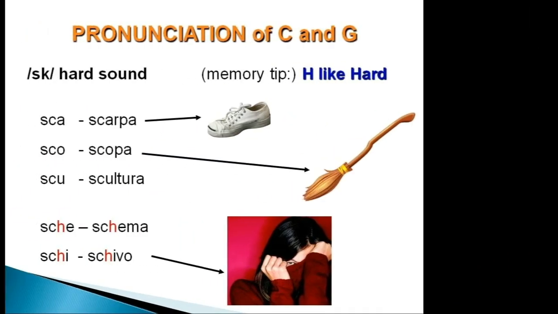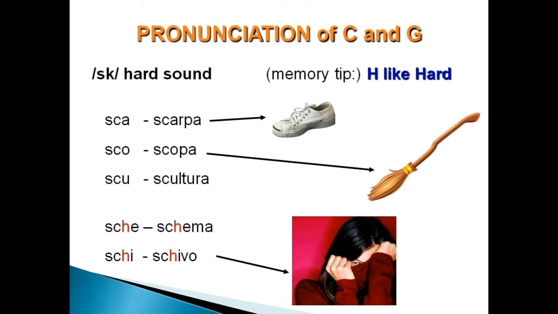Let's see now, what happens if we put an S in front of ka, ko, ku, ke, and ki? Not much really. What I mean is that we pronounce these syllables as ska, sko, sku, ske, and ski. So repeat after me the first three words now. Ska, scarpa. Sko, scopa.